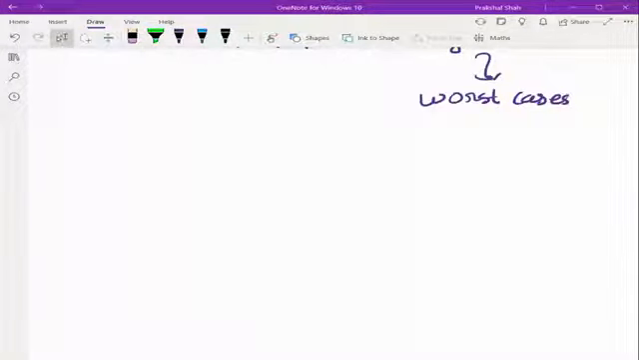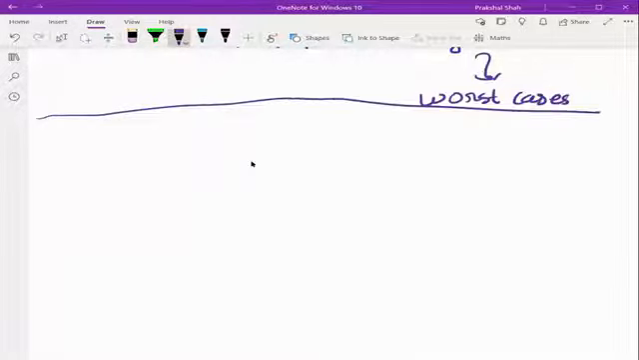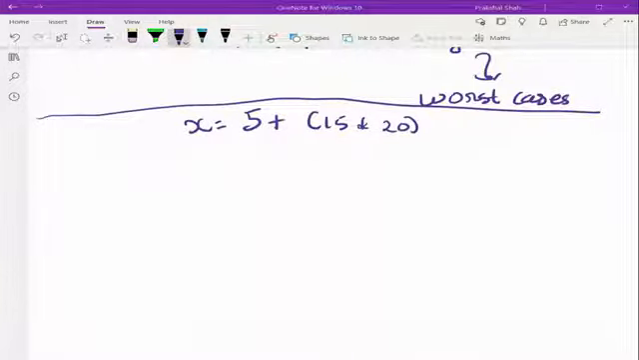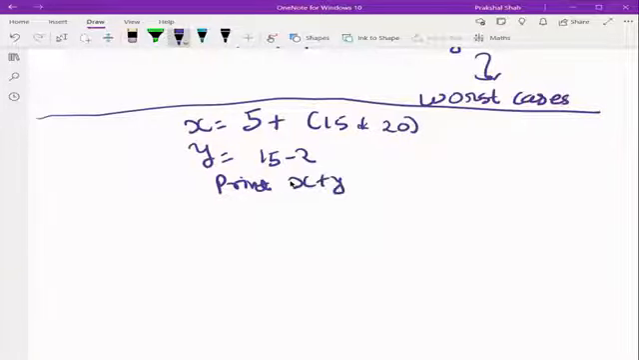Okay, now I'll give you some other problem before moving into that. Suppose I have this approach: x is equal to 5 plus 15 into 20. This was the previous step. Now my y is equal to 15 minus 2, and I'm printing my x plus y. These are my three steps, my three statements. So can anyone tell me what will be my worst case complexity here?